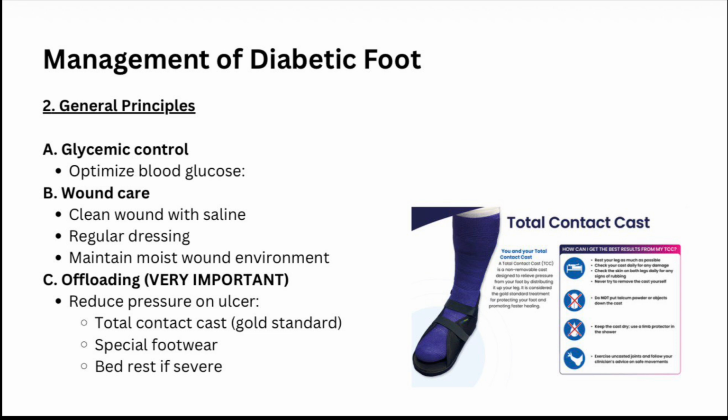General management includes optimizing glycemic control. Wound care involves cleaning with saline, regular dressing, and maintaining a moist environment. Offloading is very important. It reduces pressure on the ulcer. The gold standard is a total contact cast, along with special footwear or bed rest in severe cases.